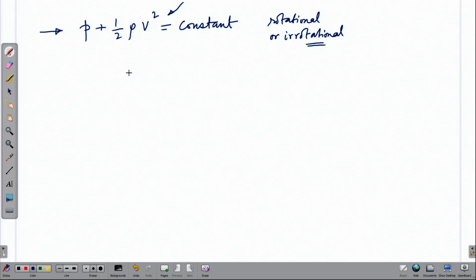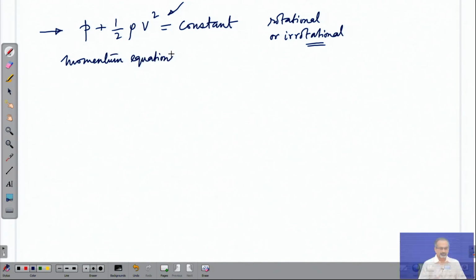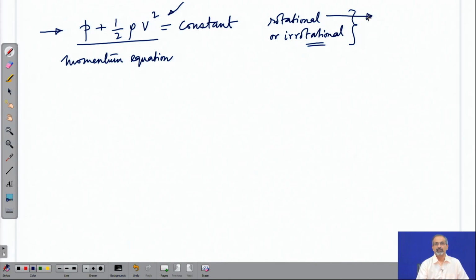Now, while we derived the Bernoulli's equation, we made use of the momentum equation. And thereby, this is essentially a statement of momentum conservation for inviscid incompressible flow with no body forces. And as we said, rotationality or irrotationality will affect how you apply this equation, whether it is along 2 points on a streamline or arbitrarily any 2 points in the flow field. So, for rotational flow fields it should be along a streamline, for irrotational flow field it could be 2 arbitrary points in the flow field.